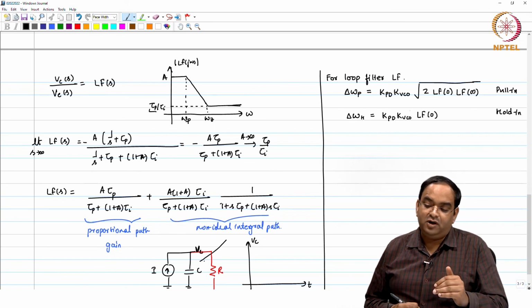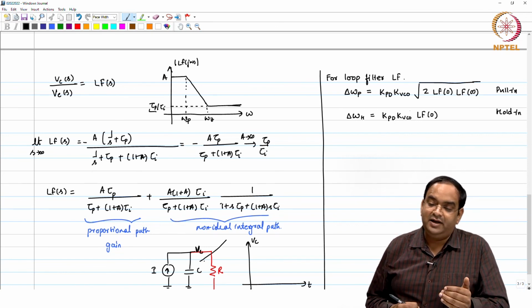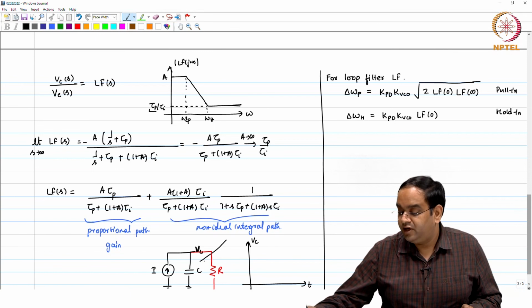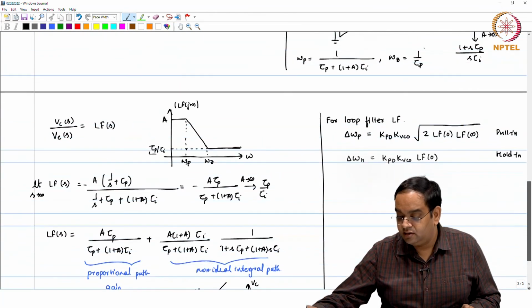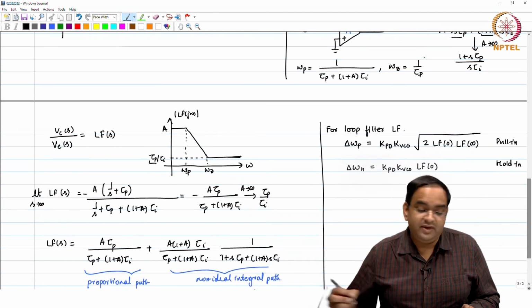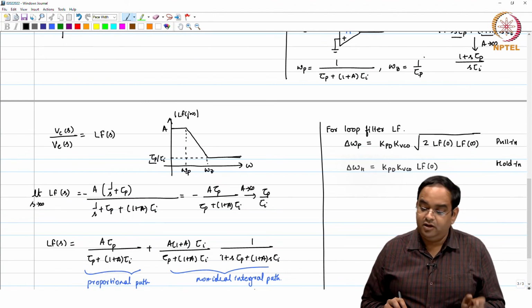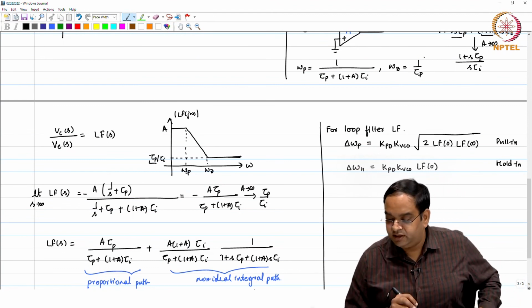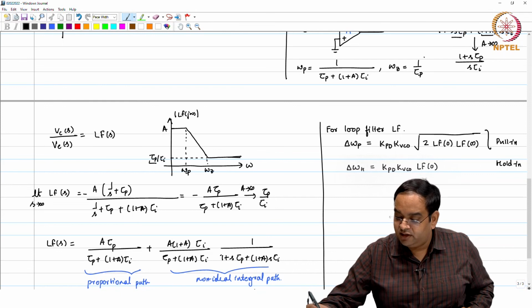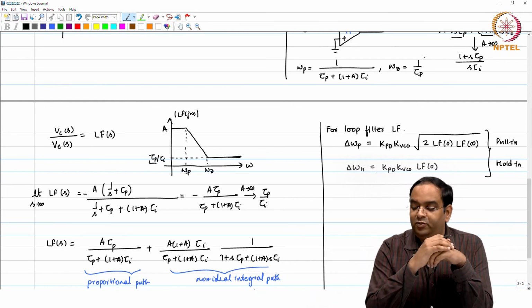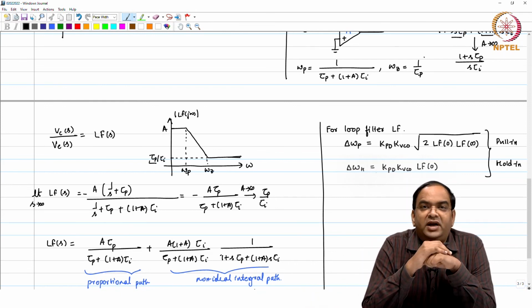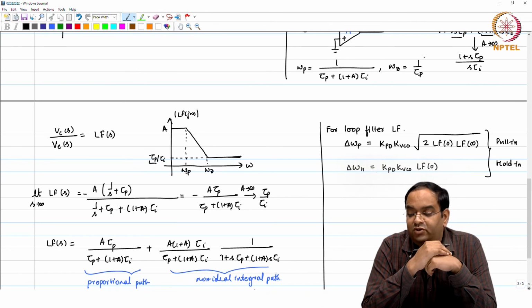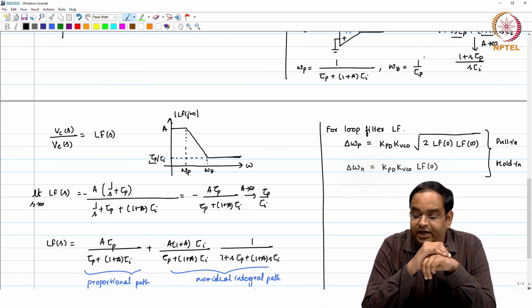I have not gone into the mathematical analysis of this, because that is quite intensive and it will be a sheer math exercise. So, we can ignore that right now, but you see that the pull-in and hold-in ranges depend on the loop filter value at 0 and the loop filter value at infinity.